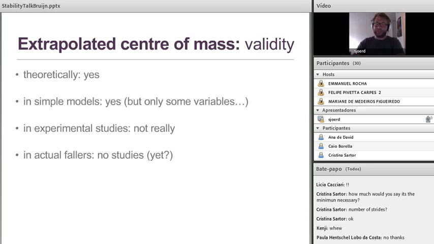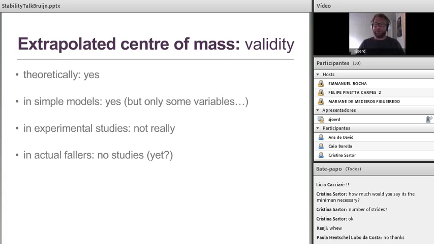In experimental studies, it's kind of funny, because what you basically see often is that the distance between the feet and the extrapolated center of mass doesn't change so much. Or what you see is that people tend to become more stable if you look at the extrapolated center of mass, because they start walking wider. So you could see this as a sign of adaptation to the instability.